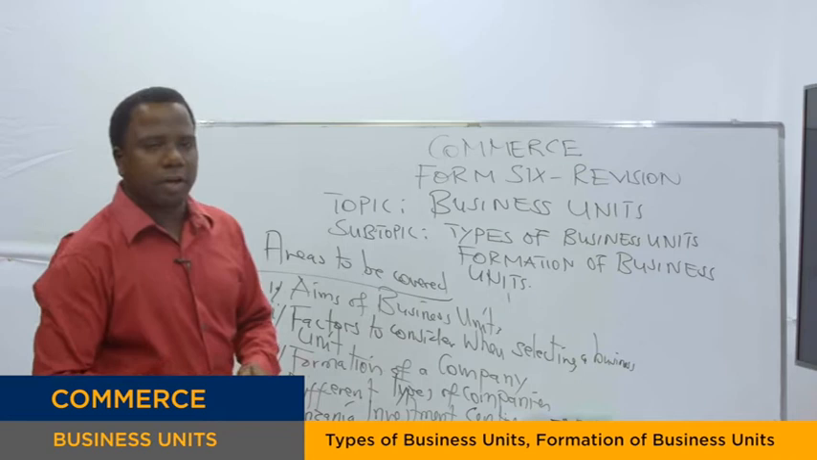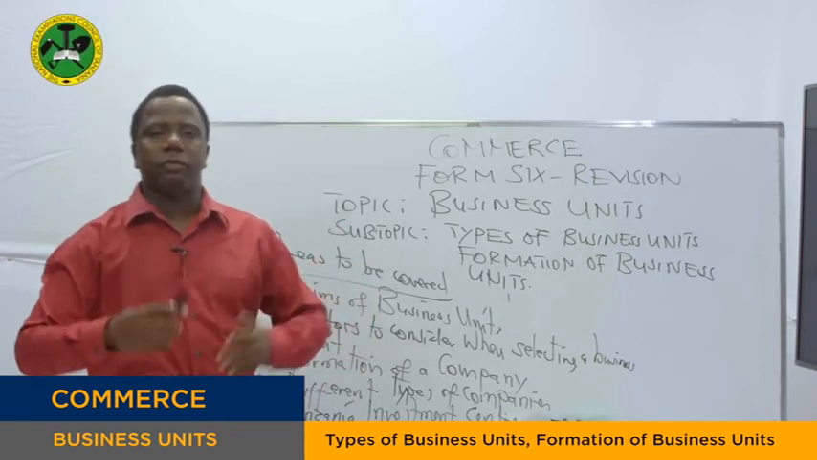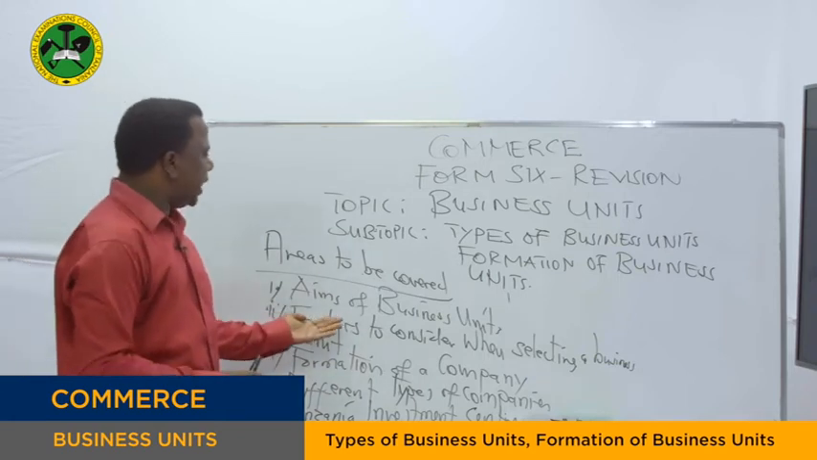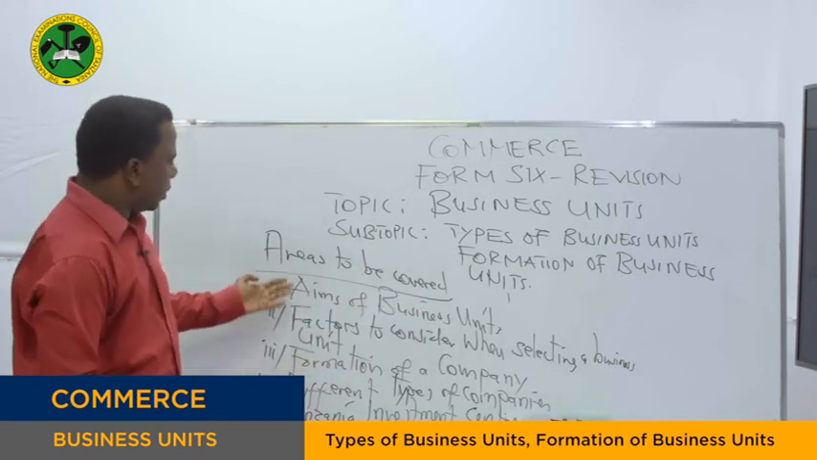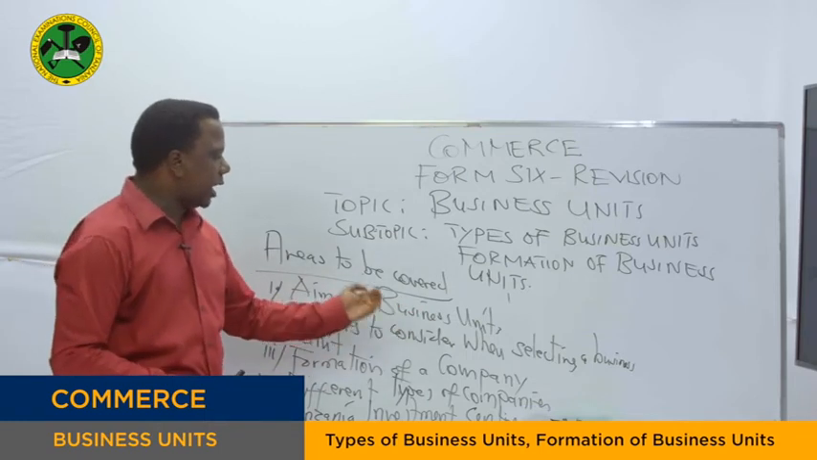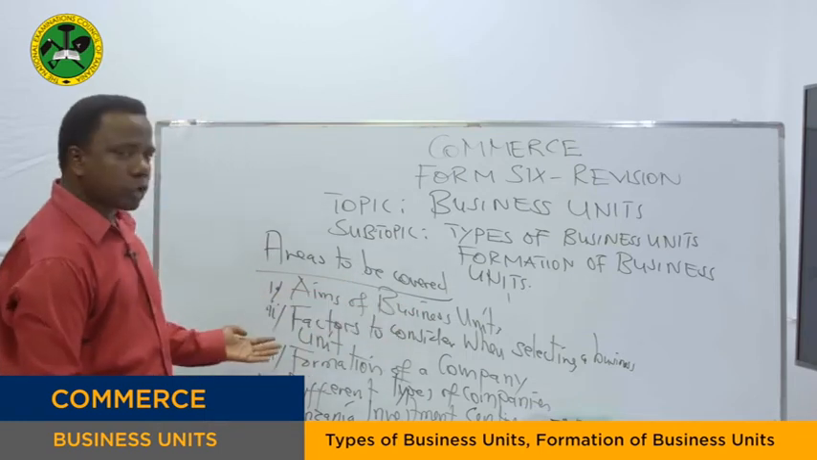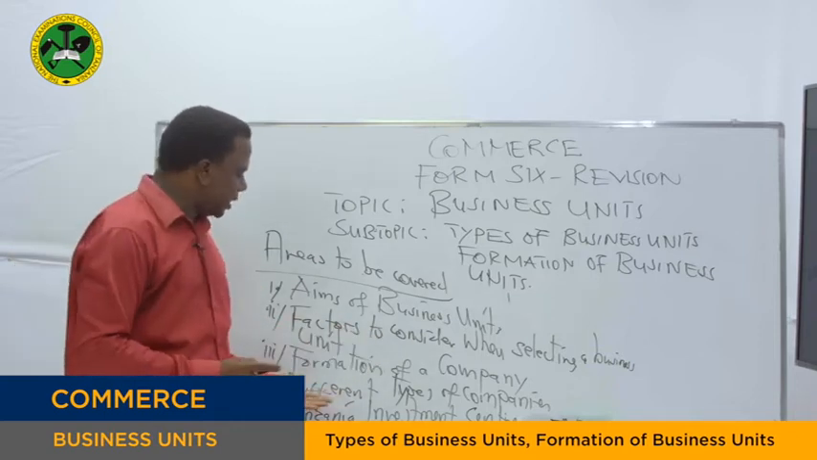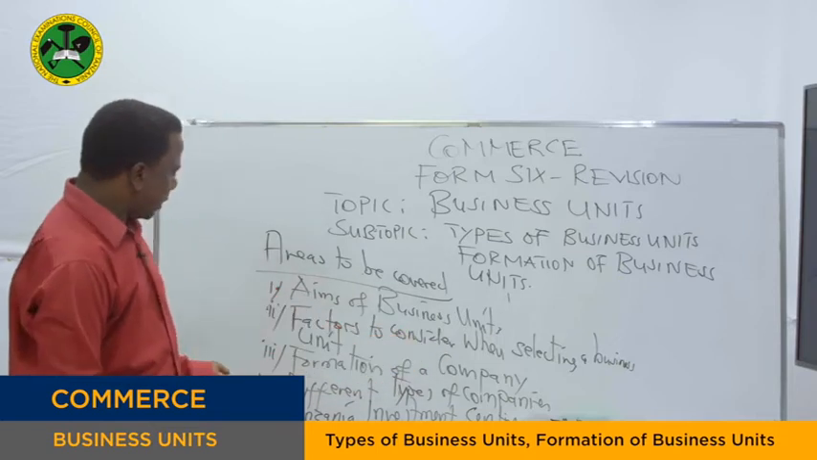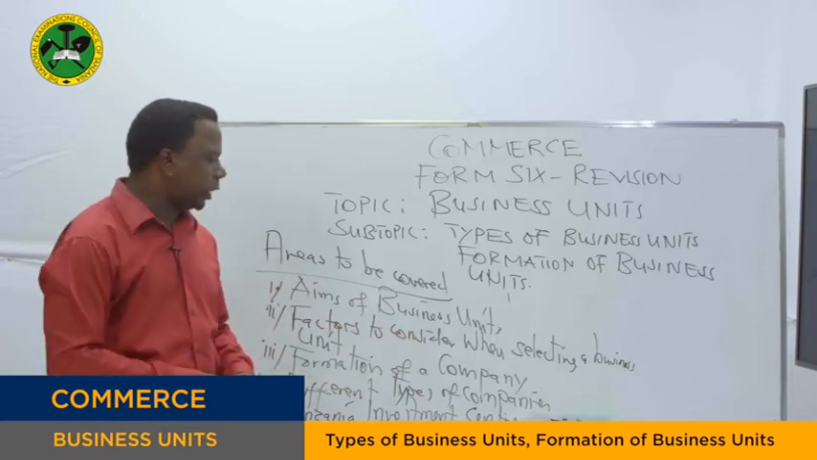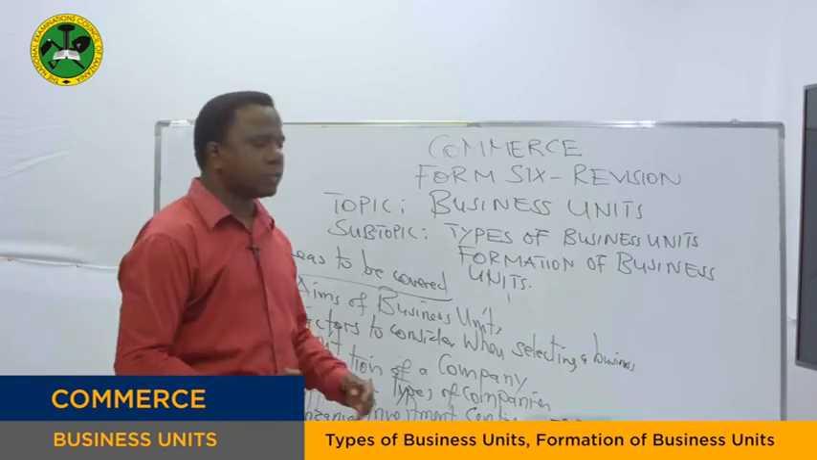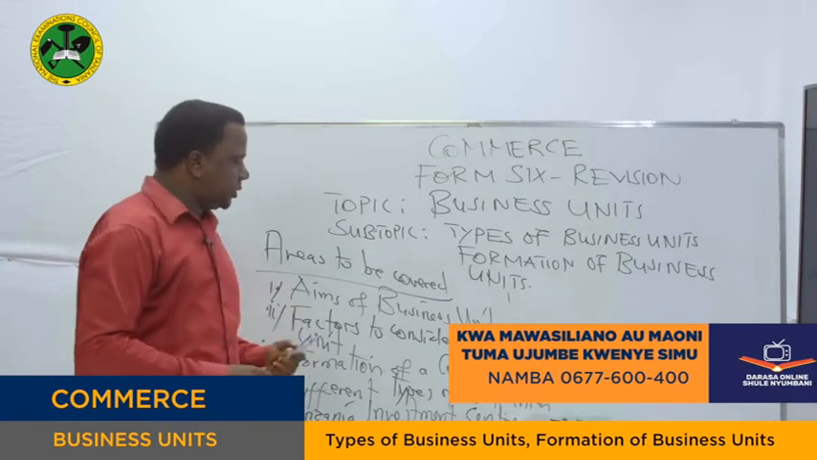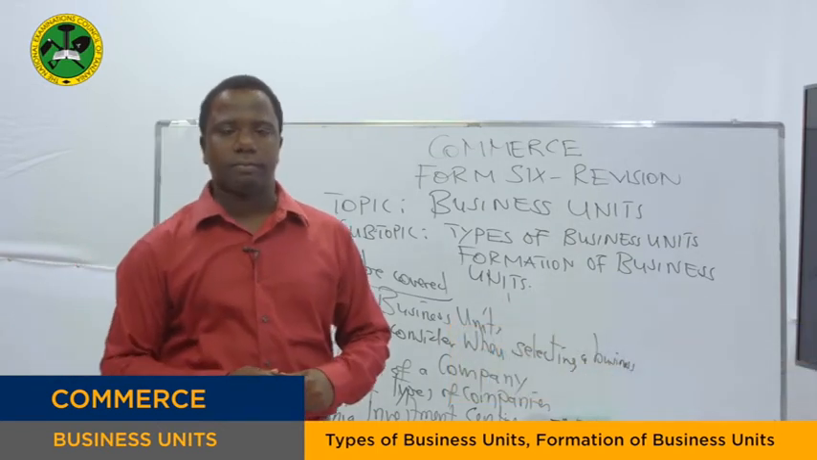So for today's revision, we cover the following areas. Number one being aims of business units, factors to consider when selecting a business unit. Also, we'll focus on formation of a company, different types of companies, but also we will have a revision on Tanzania Investment Center. So our first part is aims of business units.